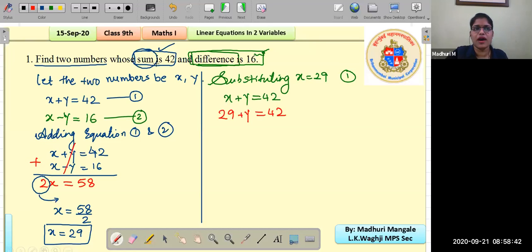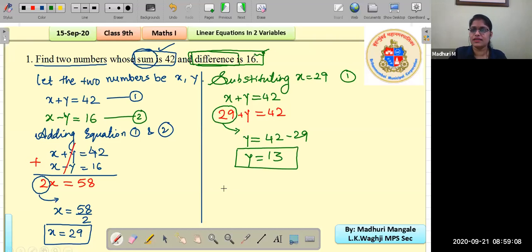Now we have to bring y by itself. That means we need to shift 29. 29 is in addition over here. It moves to the other side and that would be subtraction. So 42 minus 29, and what is that equal to? y will be equal to, yes, are you all working it out? Very good. So y will be 13. That's how we have got the two numbers x and y.